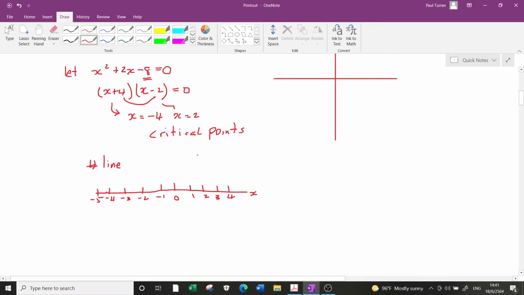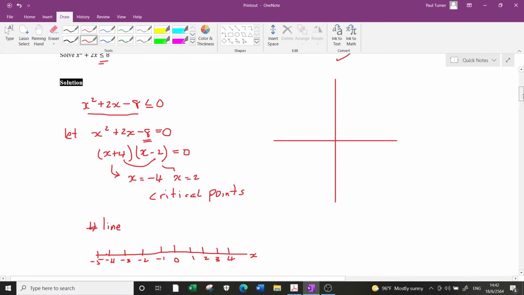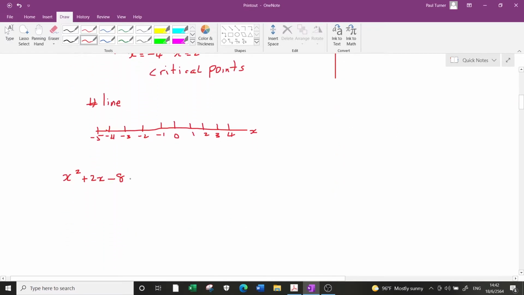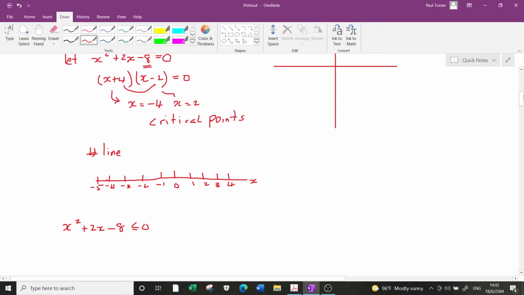Okay, so what we want to do is find out where our original inequality is true and where it's false. So x squared plus 2x minus 8, and the question was less than or equal to 0. So where is this going to be true? On this axis here, on the x-axis.